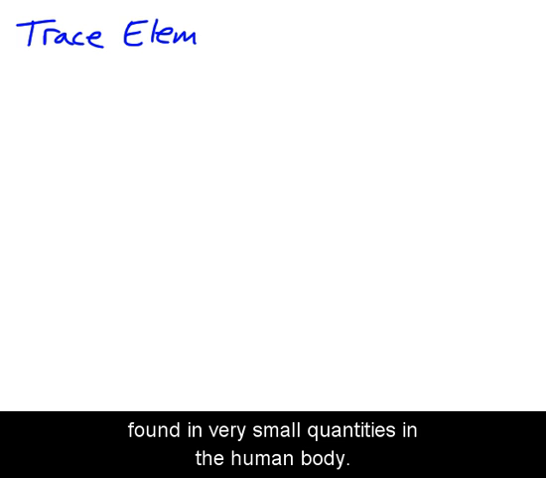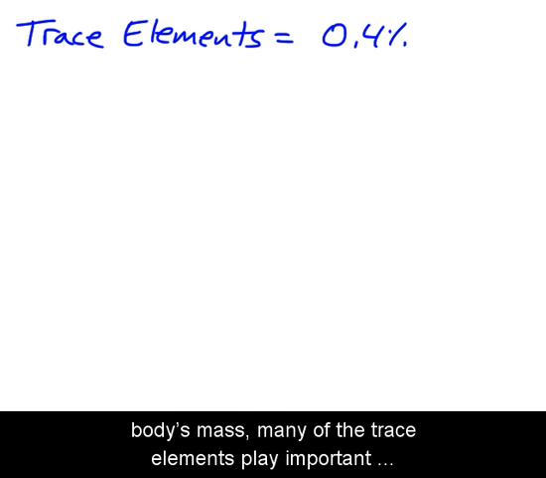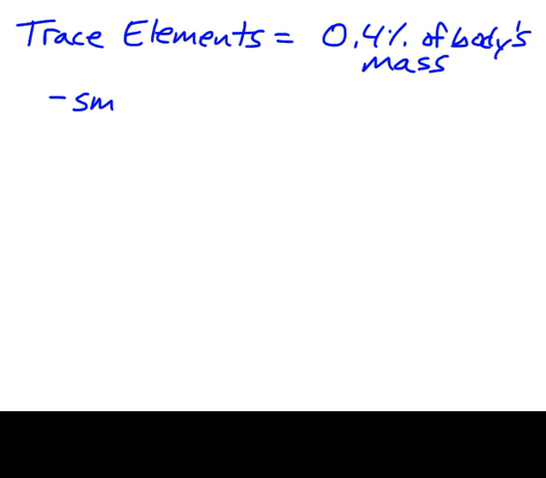There are 14 other elements called trace elements that are found in very small quantities in the human body. Even though they collectively make up about 0.4% of the body's mass, many of the trace elements play important roles in the body and are required in these tiny amounts.